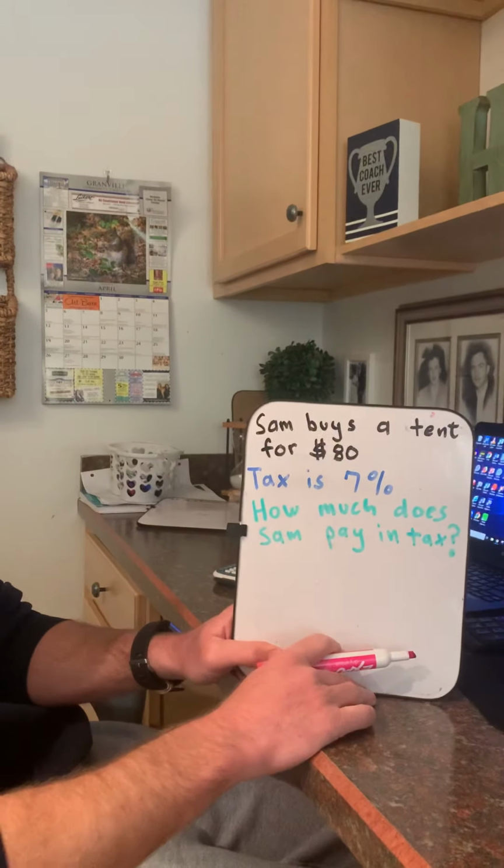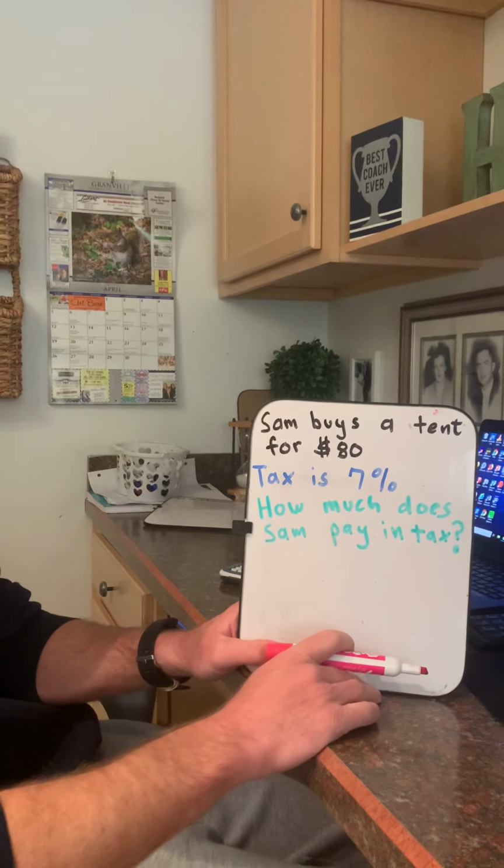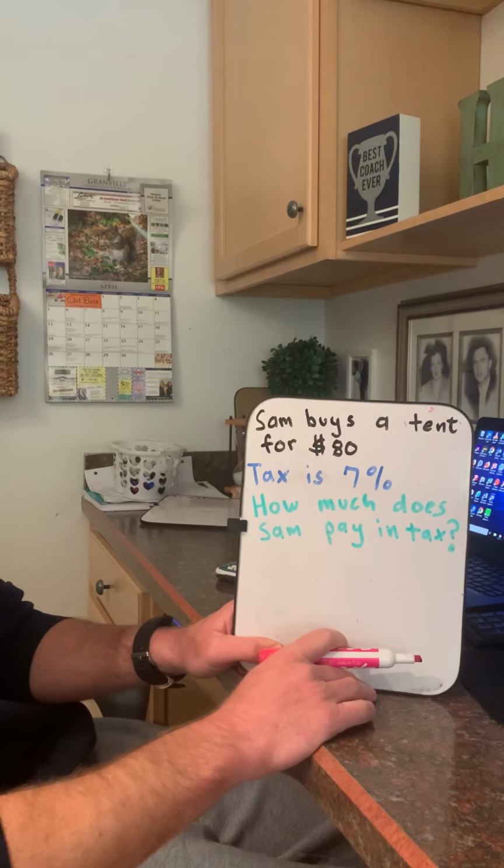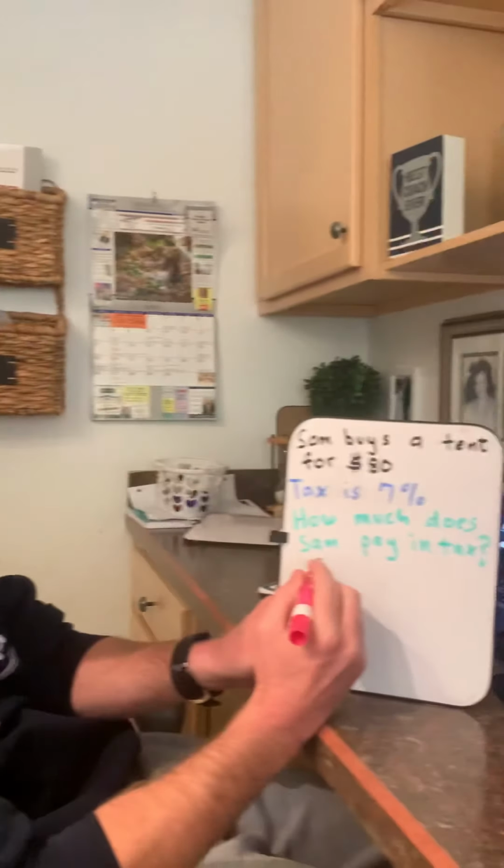Second example. This one says, Sam buys a tent for $80, but the tax is 7%. How much does Sam pay in tax? Now, this is not the total. It's not how much he pays for the $80 with the tax. It's just the tax. This problem is just like the one we just did. The one we just did was 12% of 50. Now we want to know 7% of 80.